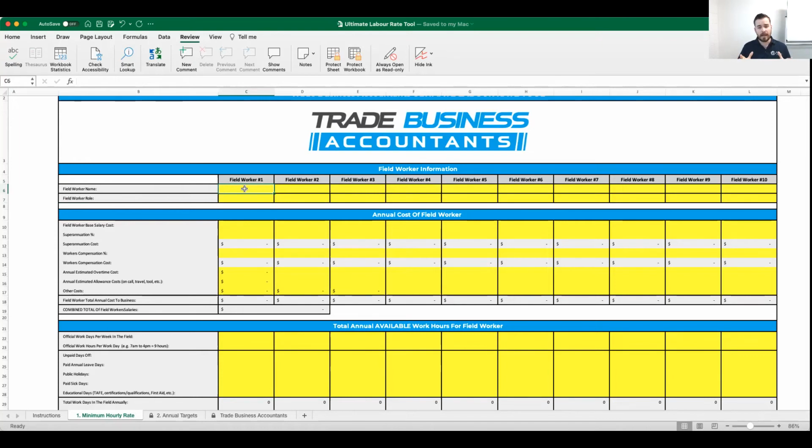Now, as the director, if you're still partly on the tools, so you're still going out there delivering work, whether it's by yourself or with your team, then you yourself are a field worker. Even if you are portionally in the office and maybe some of your cost is being covered by your overheads, there's still a portion of your role that is a field worker and it needs to be accounted for as a field worker. So make sure you put yourself in here.